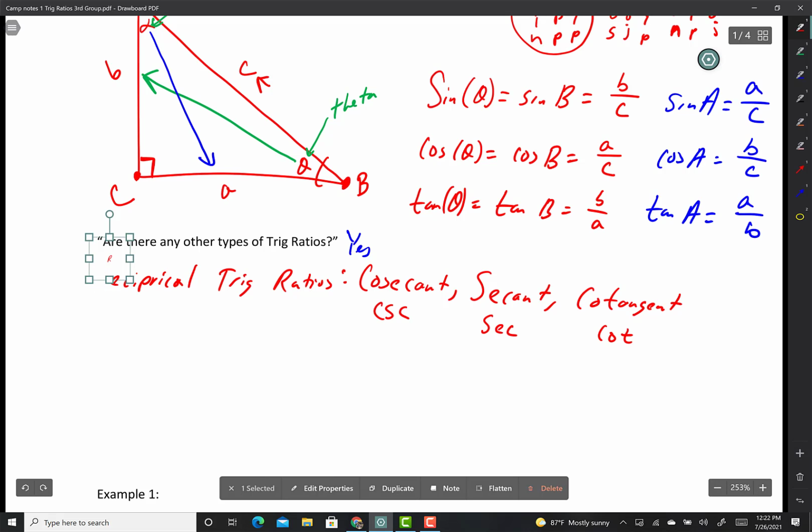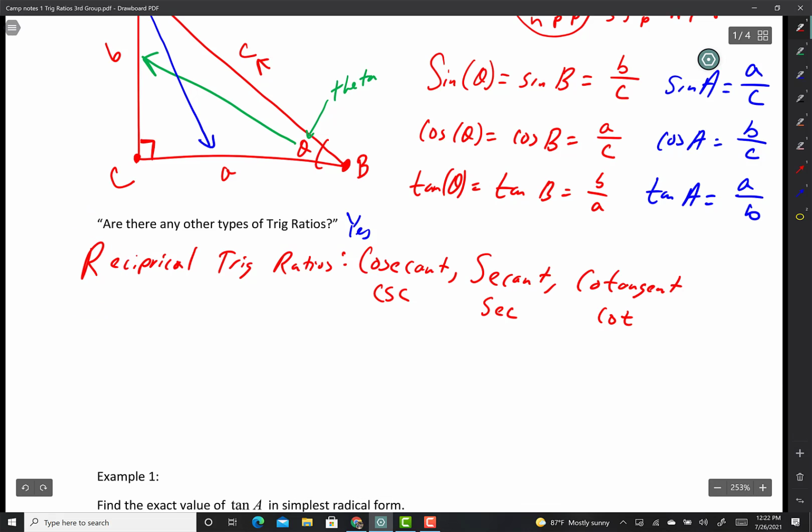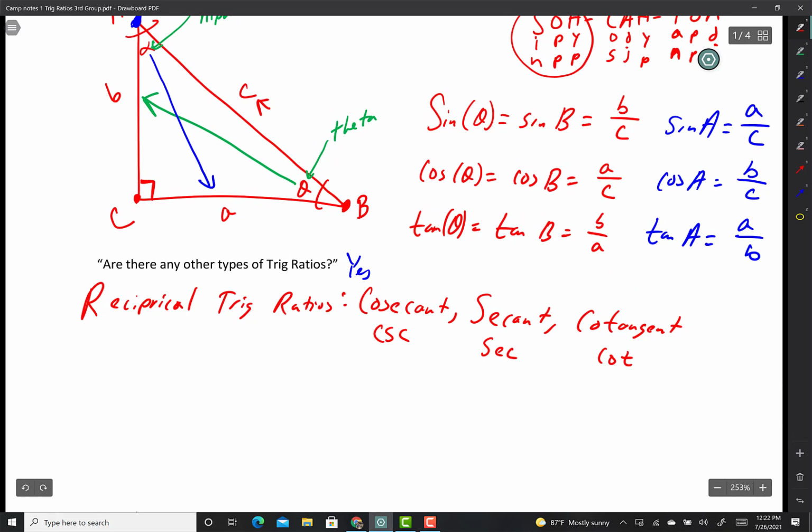And when I say they're reciprocal, what does the word reciprocal mean? Yeah, just flip. So let's go ahead and continue to reference this right triangle right here, guys. So I'm going to say cosecant of B. Cosecant is the reciprocal of sine. So I look at sine and I just flip it. C over B. See?